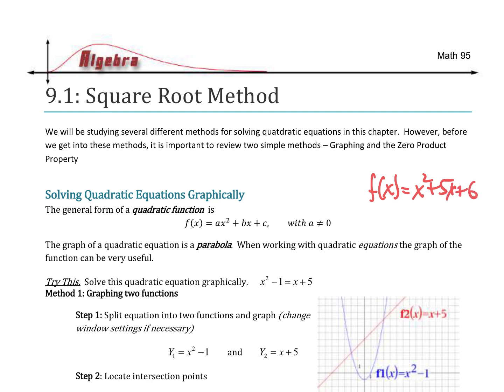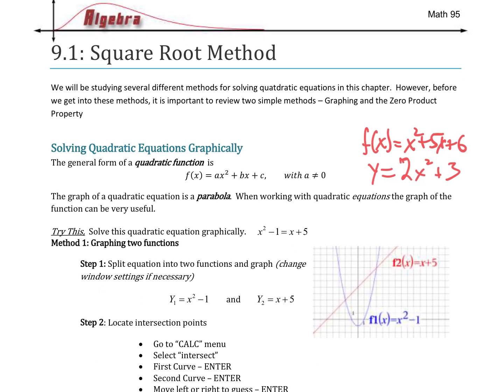Or it could also be y equals, because remember, f of x is the same thing as y. So we can have, like, y equals 2x squared plus 3. We need to have an x squared term. That's what makes it a quadratic. If 2 is the greatest exponent on any variable, we call that the degree. So it's second degree.